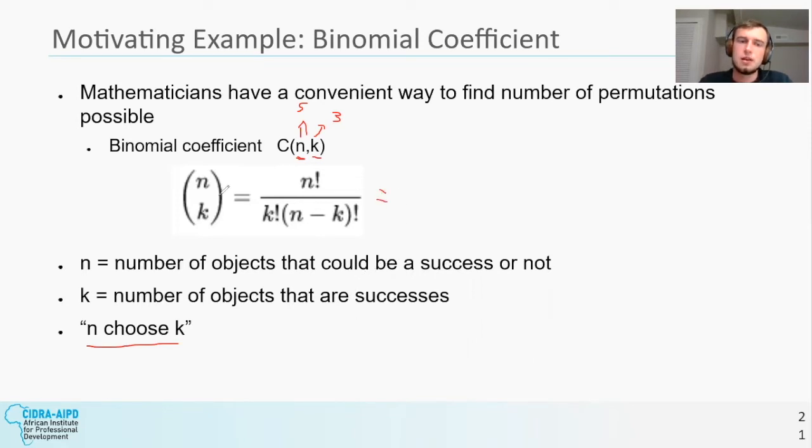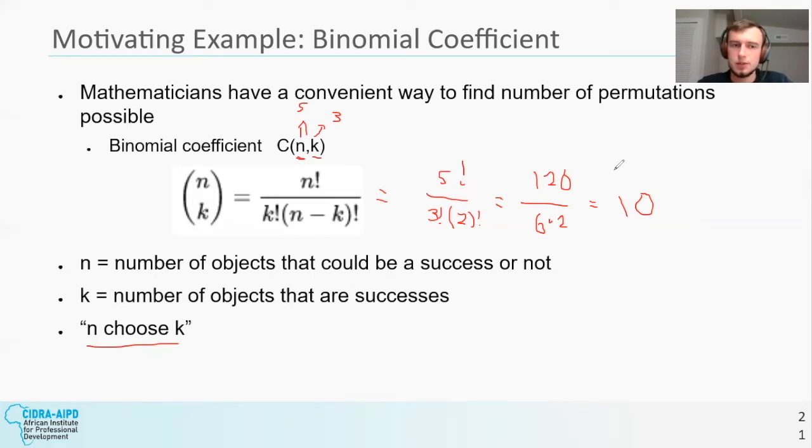If we compute this out, 5 choose 3 is 5 factorial over 3 factorial times 5 minus 3 factorial, which is 2 factorial. 5 factorial is 5 times 4 times 3 times 2 times 1, which is 120. That's divided by 3 times 2 times 1, which is 6, times 2, giving us 120 over 12, which is 10. So because of this nice tool, we know there are 10 possible permutations that will give us 3 heads and 2 tails.